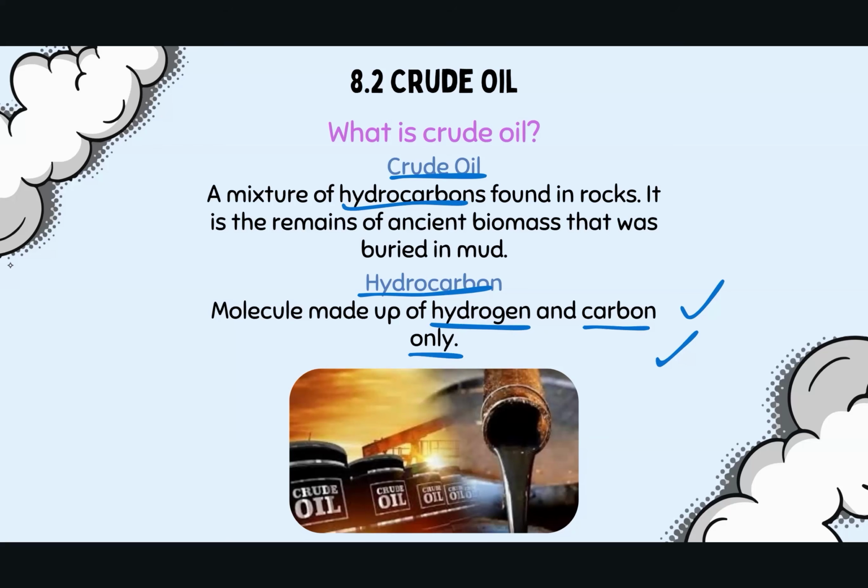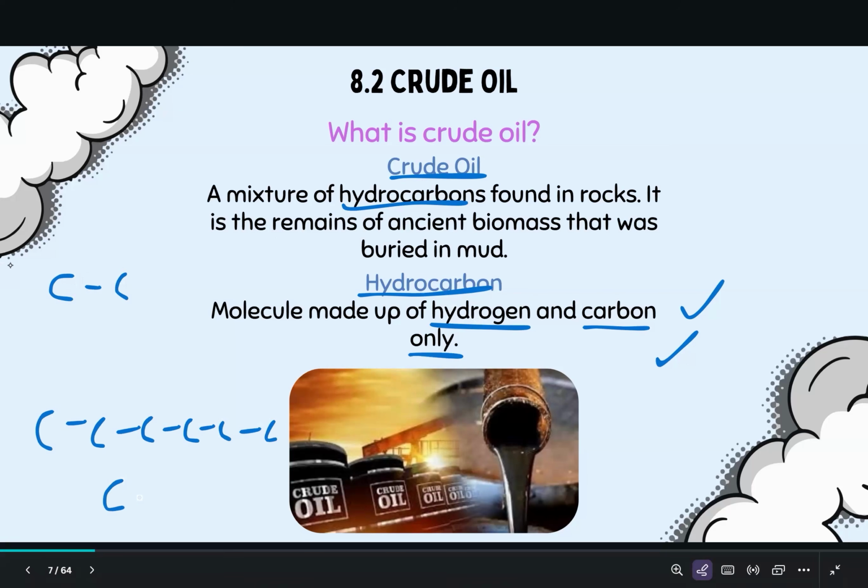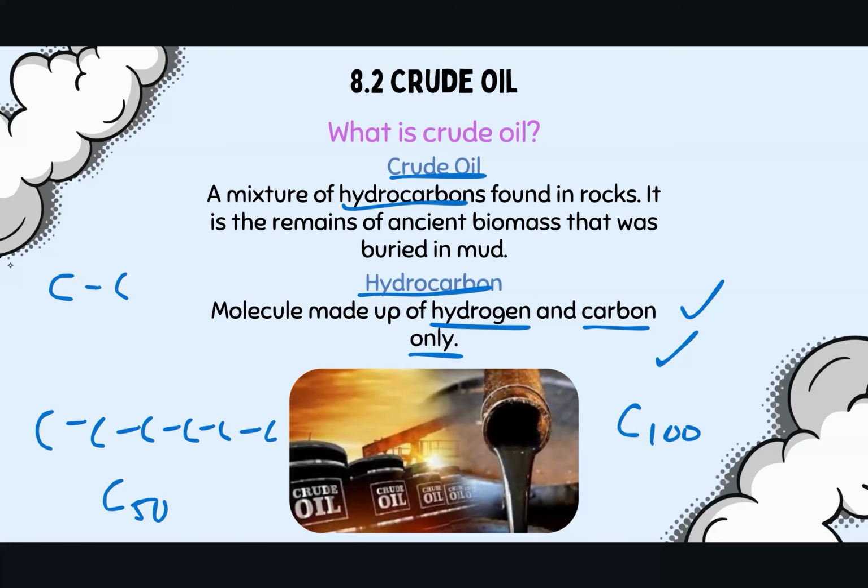Now, crude oil is a mixture. So it's made of hydrocarbons, so it's made of molecules that are only made of hydrogen and carbon, but it's a mixture because each hydrocarbon has a different length in carbons. So the carbon chain is different. So for example, you might have a 2 carbon chain, you might have a 6 carbon chain, you might have a 50 carbon chain, a 100 carbon chain. So you've got all of these different molecules or different sizes within crude oil.